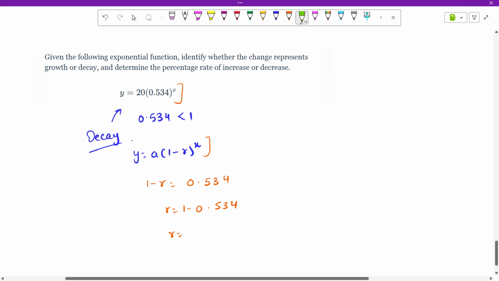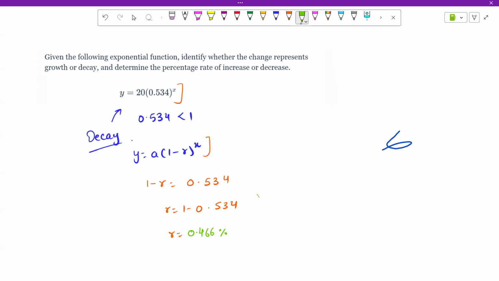That's going to be 0.466, which is 46.6%. Perfect. So this is giving us the rate of decay, or the percentage decrease. That's how we have to find it.